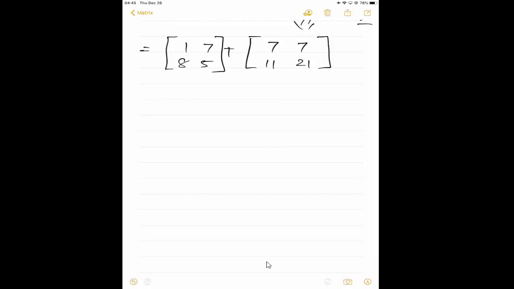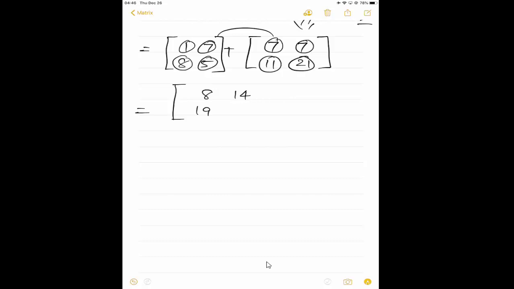Now the same rule I am applying here. When you add these two matrices, the first one is 1 plus 7, it is 8, then 7 plus 7, 14, 8 plus 11, 19, 5 plus 21, 26, 2 cross 2. So we know LHS. The next step is RHS.